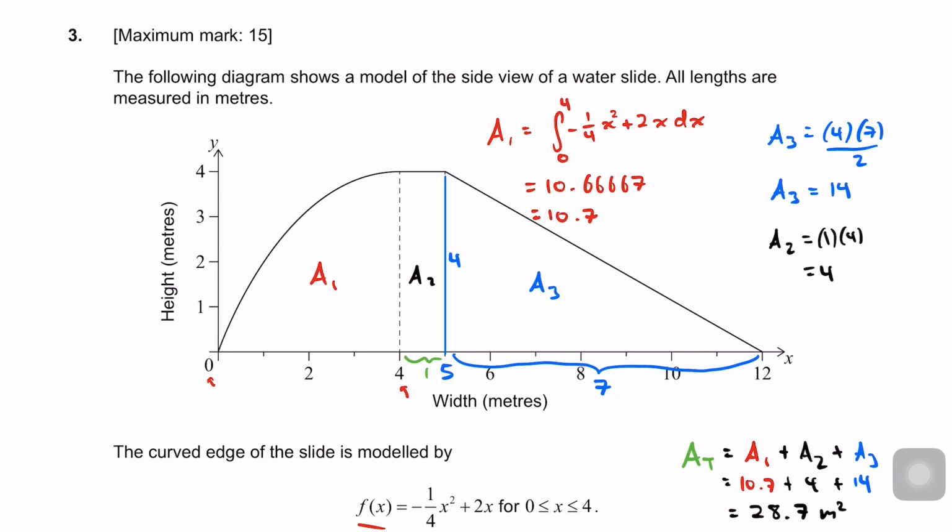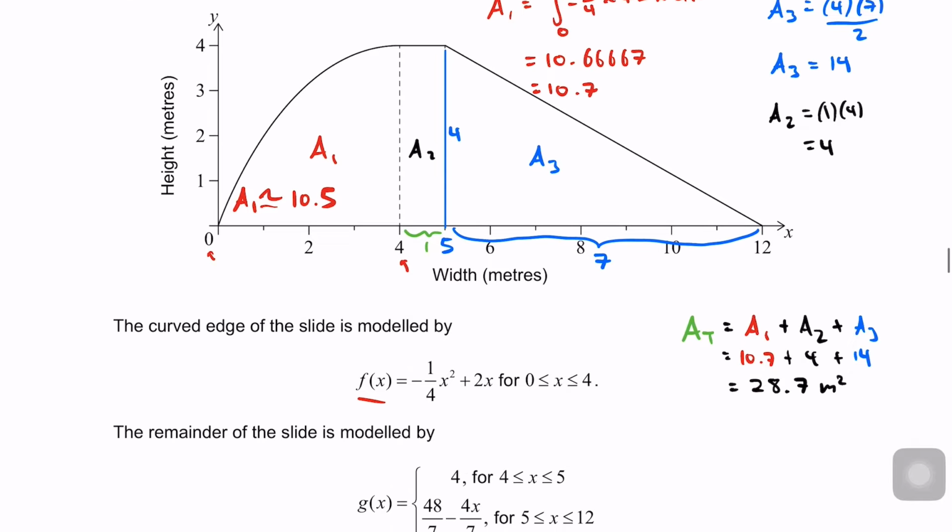So our approximate A1, as approximated, was roughly 10.5. So maybe I'll write this out here, but not with all the colors, because I think that would take too long. Our approximation was essentially the exact same thing, except this is 10.5, and this would still be 4 and 14. So essentially, our approximation would have been 28.5. And I hope that makes sense.